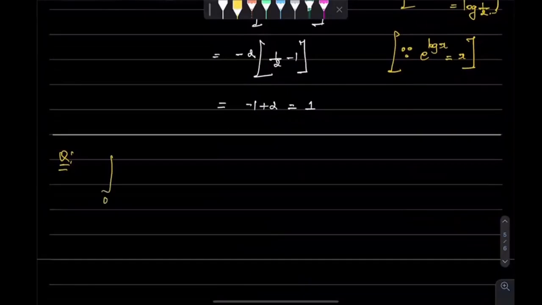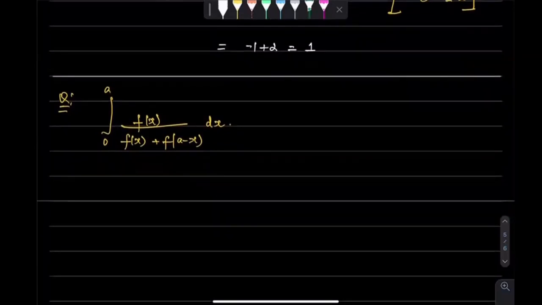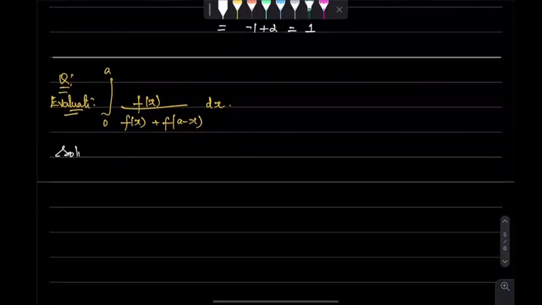So the integral from 0 to a of f of x divided by f of x plus f of a minus x dx. I think you can understand how to do this. The same, we did it for root of tan x, root cot x. So we need to evaluate this. How do you do this?